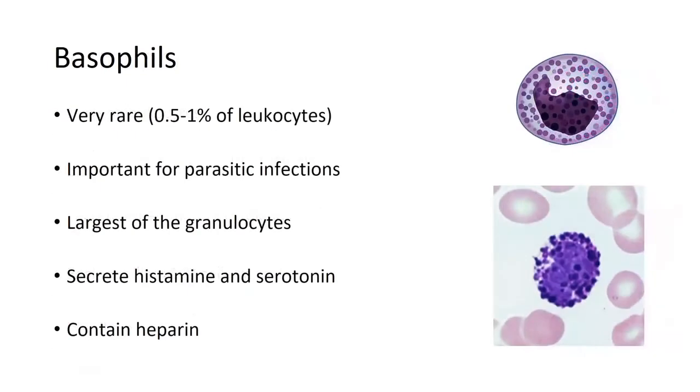Okay. Basophils are very rare. They're only approximately 0.5 to 1% of all leukocytes, and they are important for fighting parasitic infection. They're the largest of the granulocyte cell types, and they secrete histamine and serotonin.